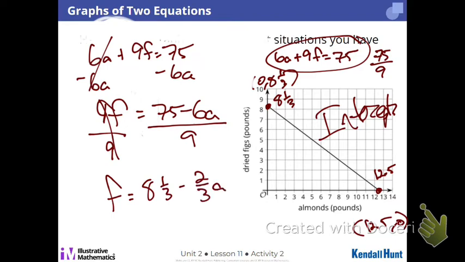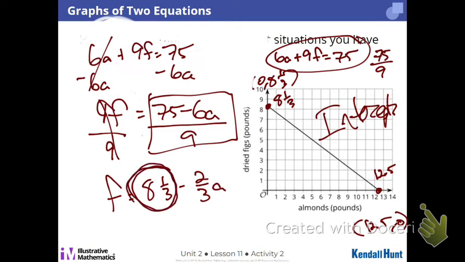Does this look familiar to anybody? Where'd you see this today? It's your warm-up. That was intentional. Let's talk about what we see here. This is if we get only what? Only figs, because that means 0 almonds. What's anything times 0? 0. What this is saying is the number of figs I can purchase goes down 2/3 of a pound every time I buy almonds. Do you remember yesterday the carny rides and games? Same thing.